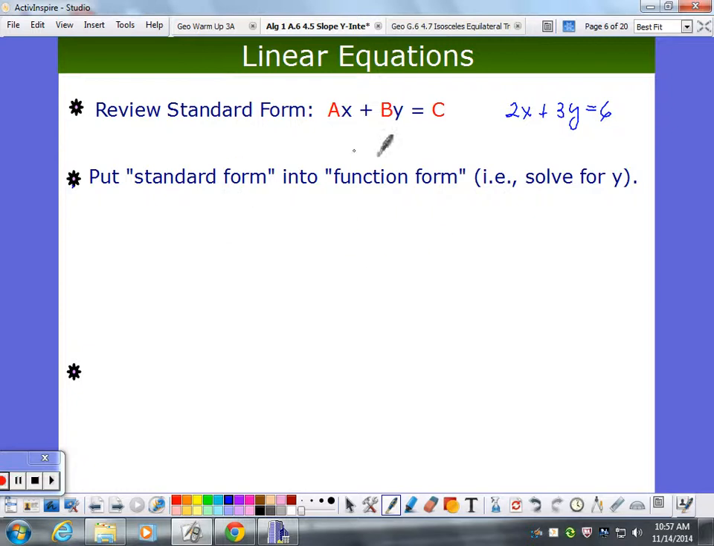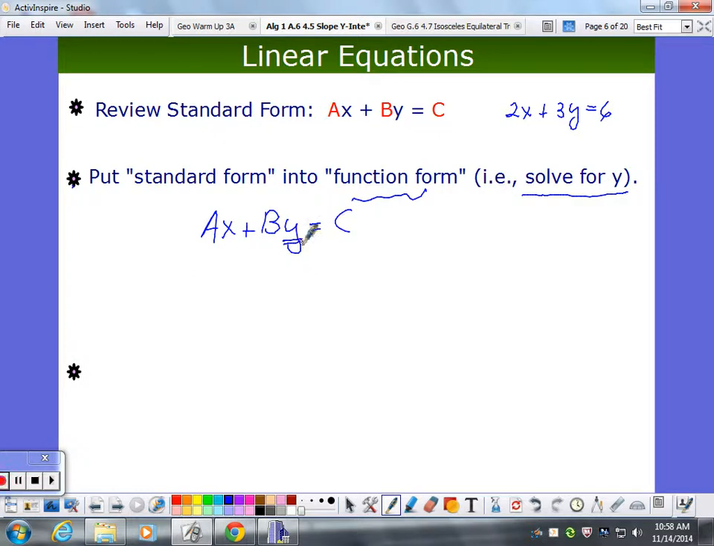Now, I want to put standard form into function form. Do you remember what function form is? Y equals, solve for y. Now, some of us had a little trouble with this on the last test, so really stay with me. This might help you a little bit if you're still struggling with it. I'm going to take ax plus by equals c and solve it for y. When I'm all done, I want y equals. All this does is rewrite the equation. It's still going to be a line, the same equation written slightly differently.